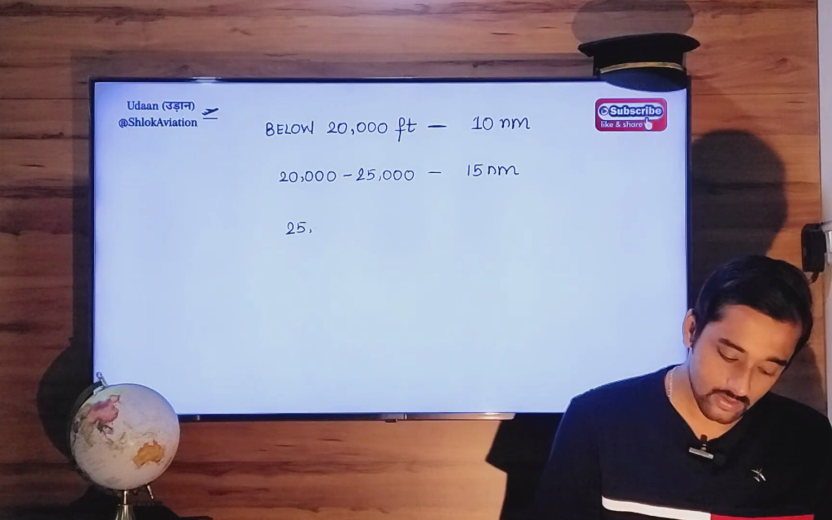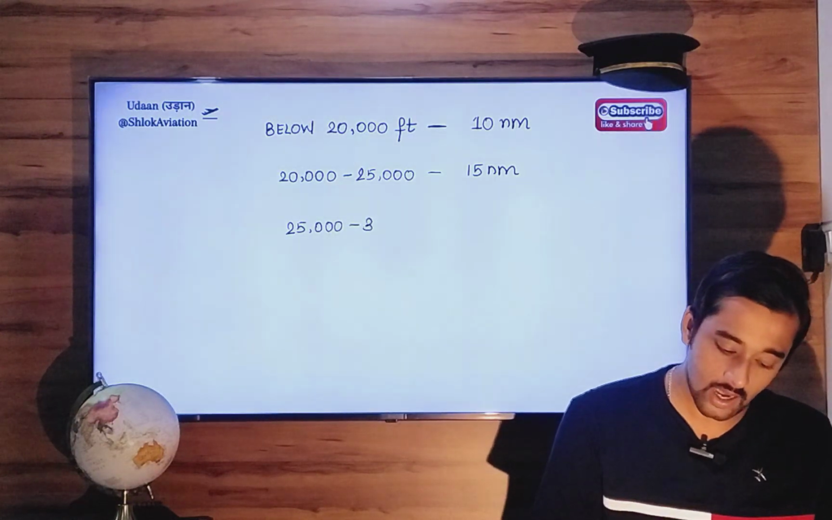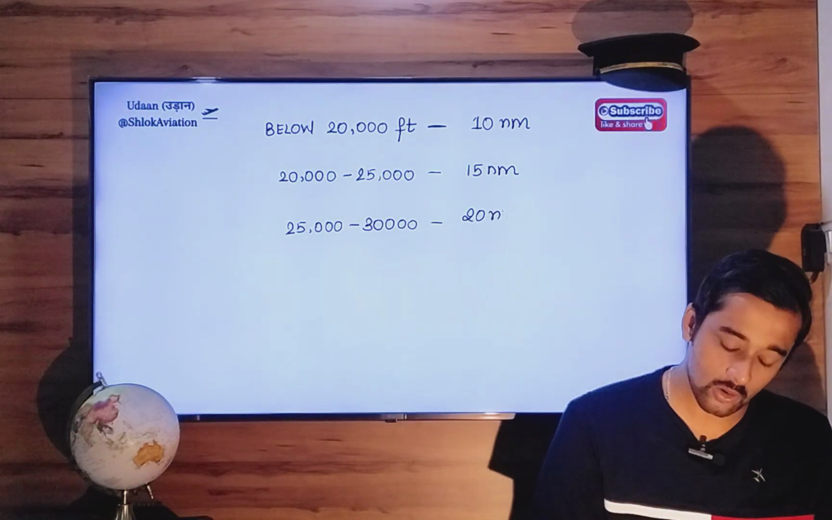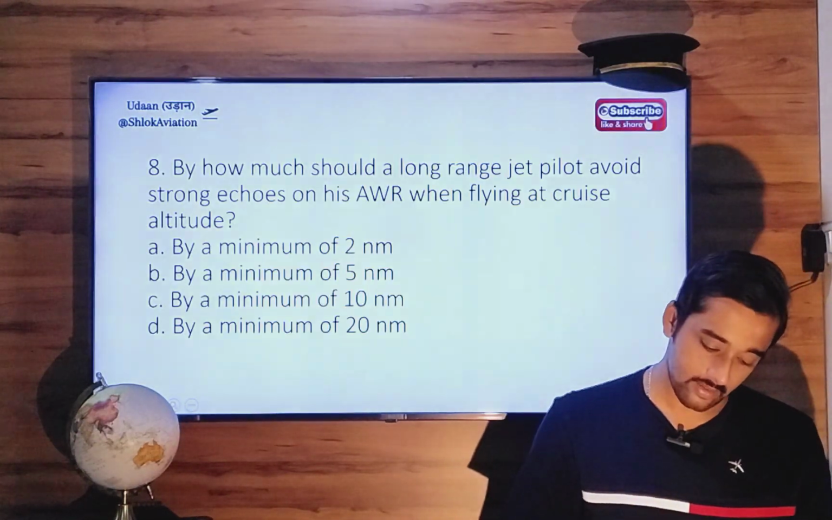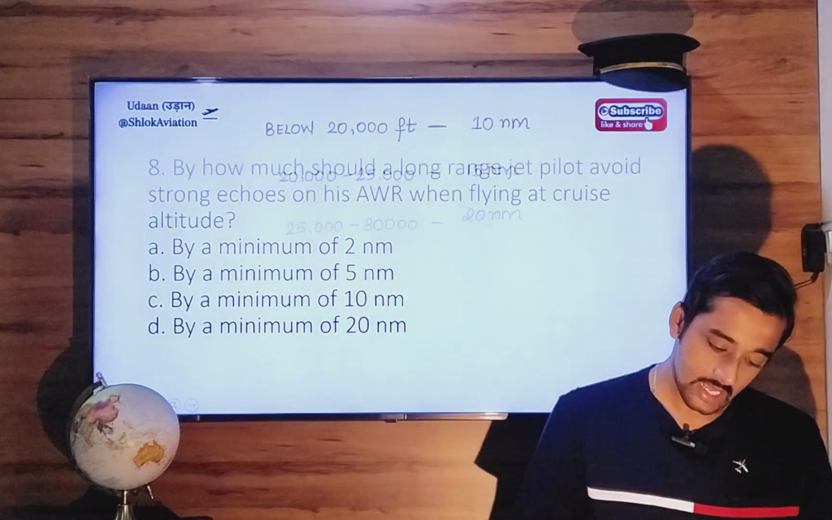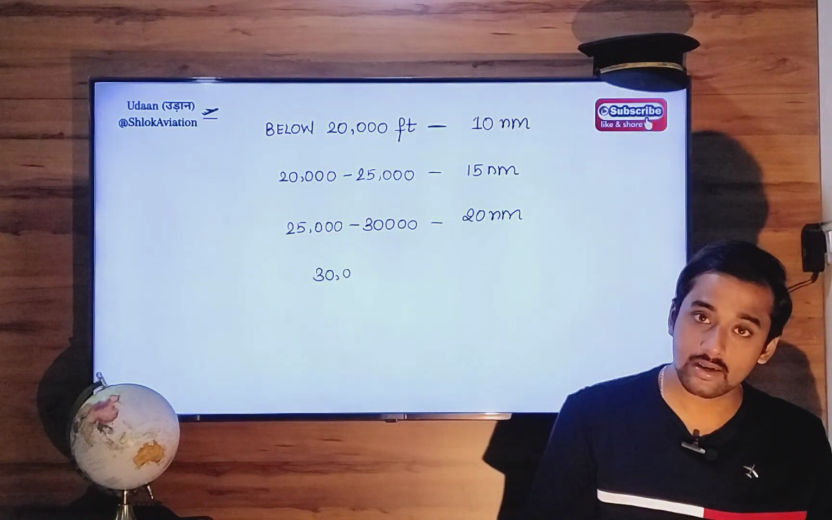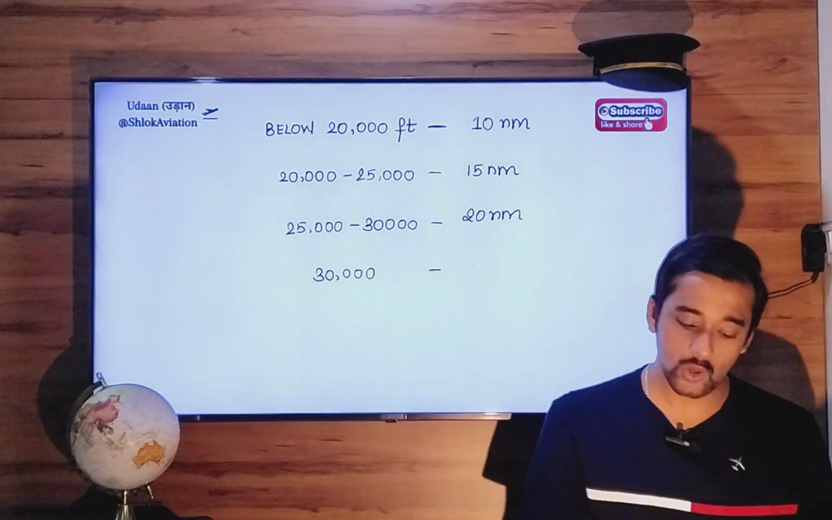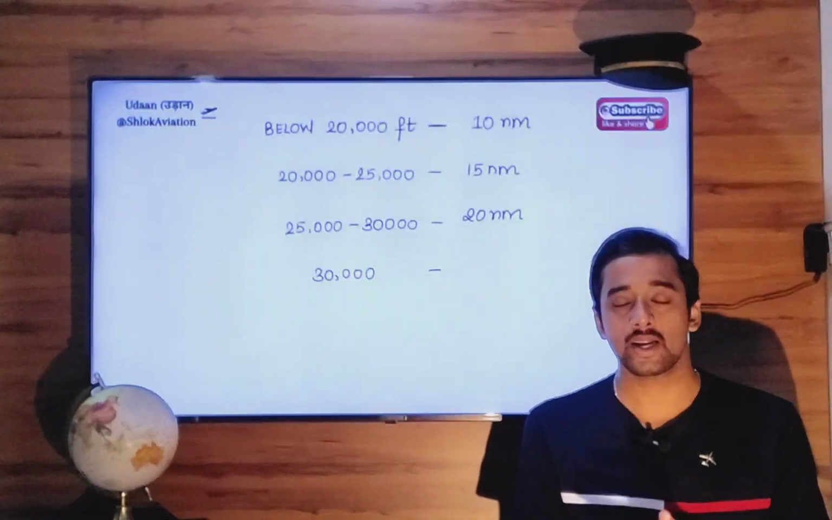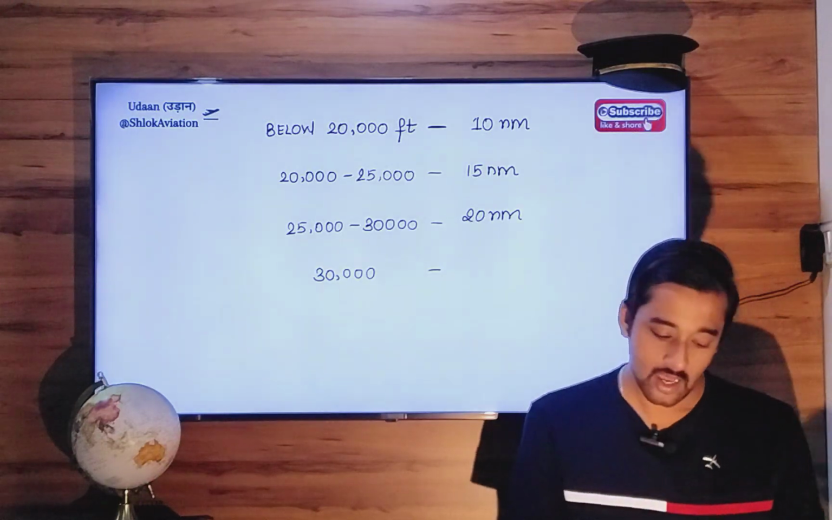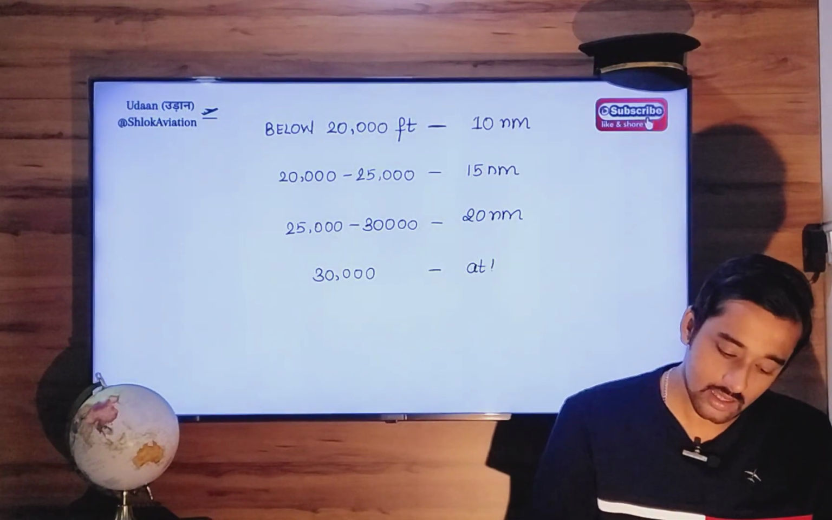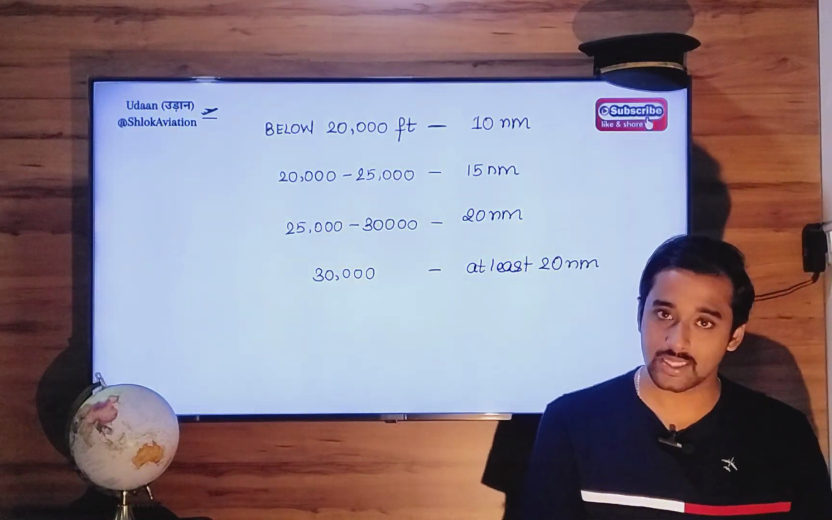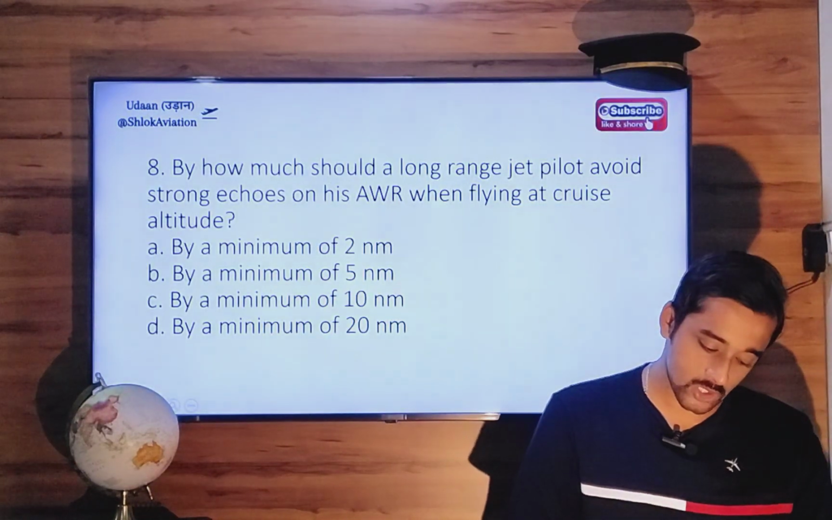Between 25,000 feet and 30,000 feet, you should avoid all echoes by 20 nautical miles. And above 30,000 feet, any jet transport aircraft will have to avoid all these airborne weather radar strong echoes or returns by at least, or more than, 20 nautical miles. So the correct option here will be option delta.